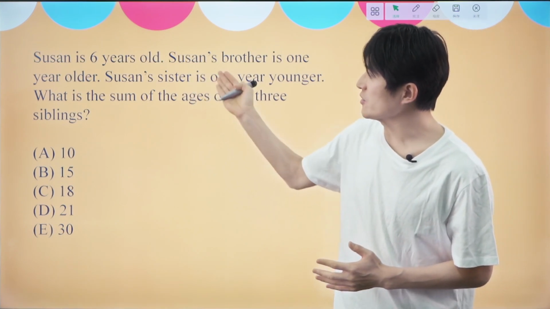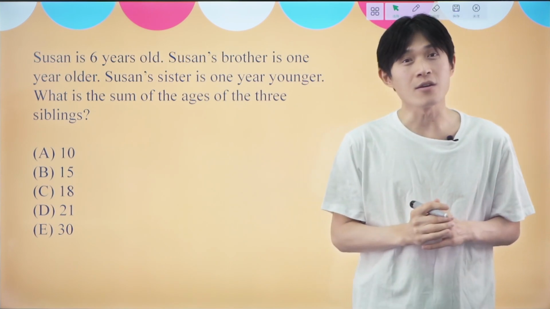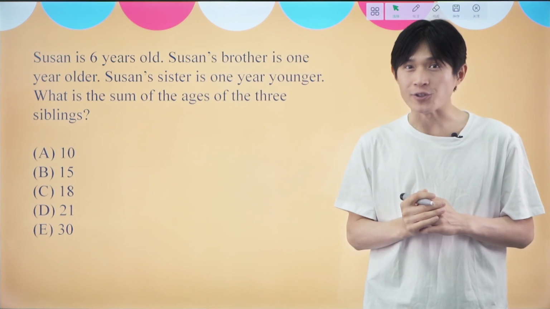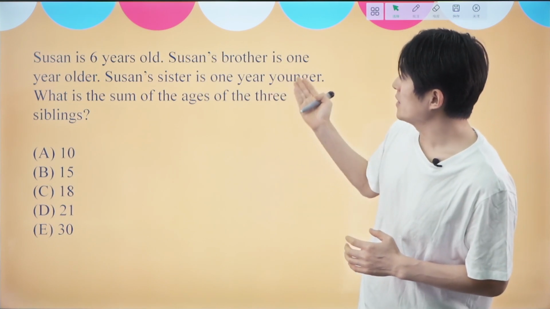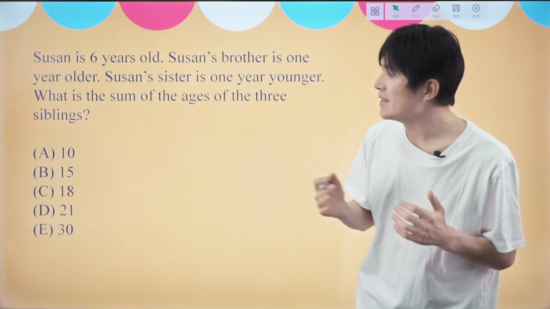Susan is 6 years old. Susan's brother is 1 year older. Susan's sister is 1 year younger. What is the sum of the ages of the 3 siblings?